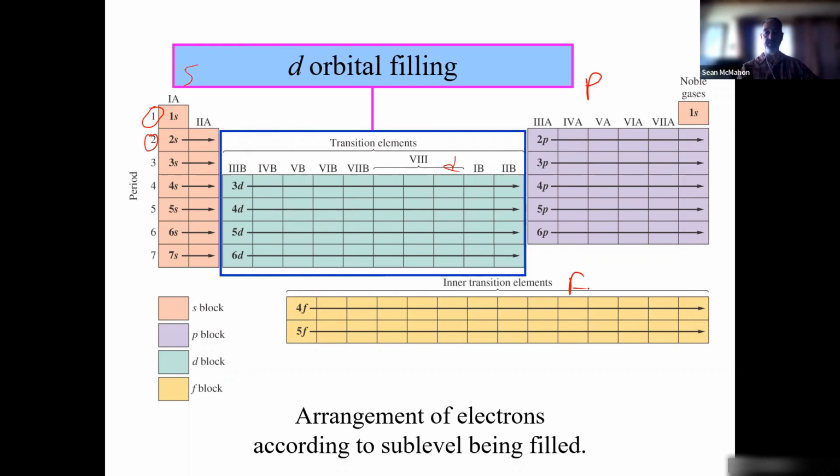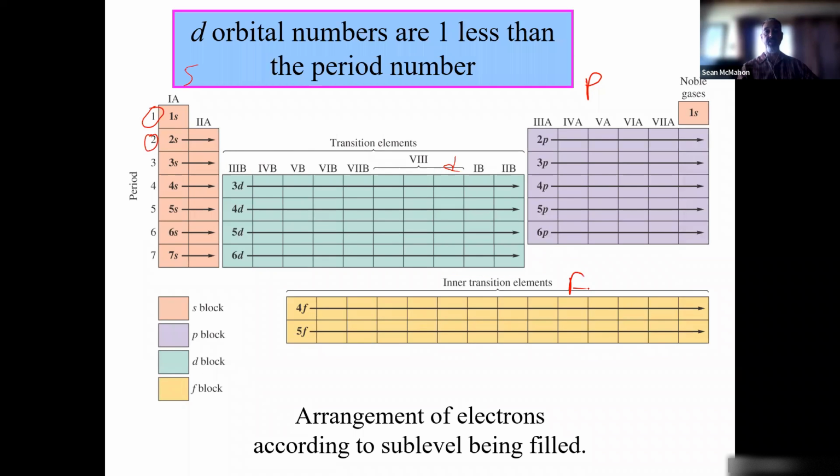So D orbital filling is a little tricky. The reason is, once we get to the D sublevel, the numbers are actually 1 less than the period number. So they're shifted down, but it looks like they're in the 4th period, but they're actually in the 3rd energy level. And the reason why is the 4S actually fills up before the 3D. They're very close in energy. The 4S is slightly lower, so you fill that up first. Okay.